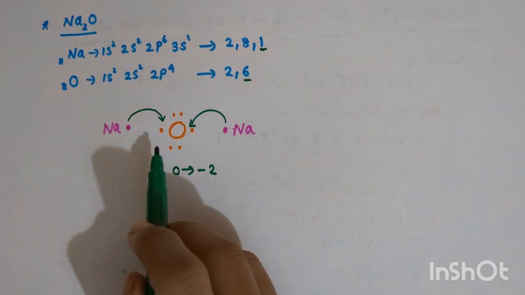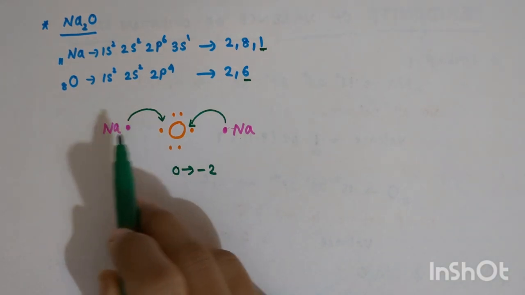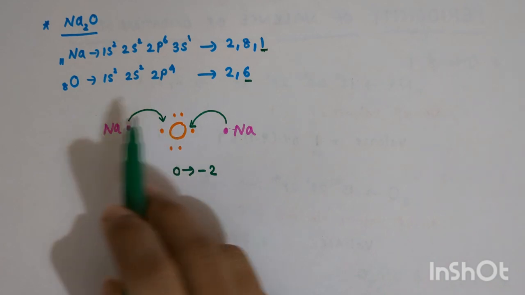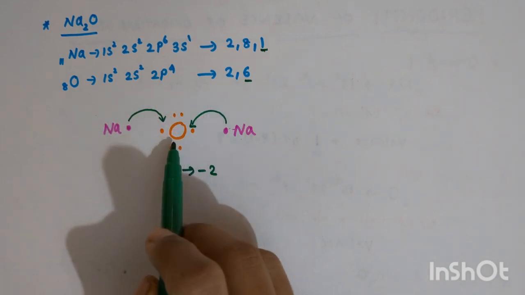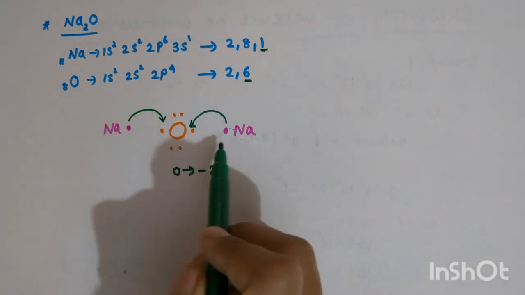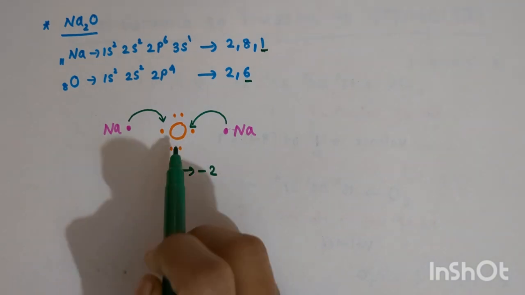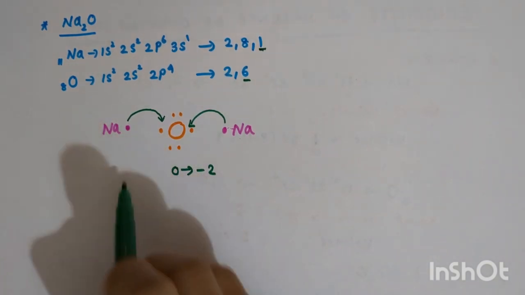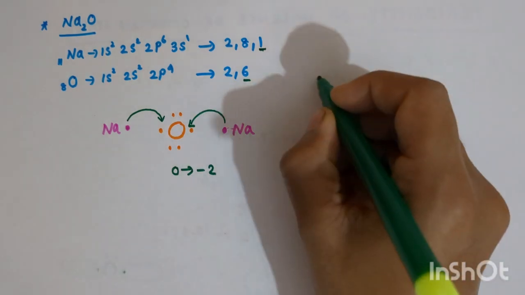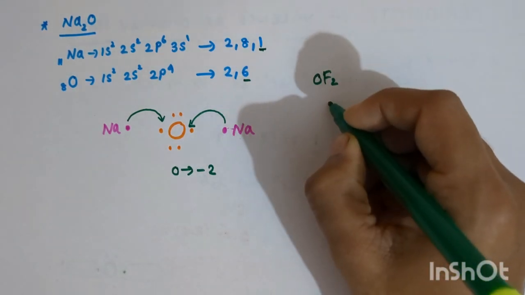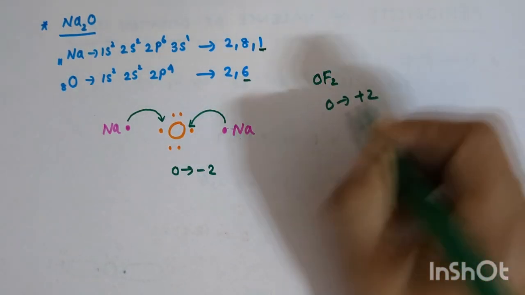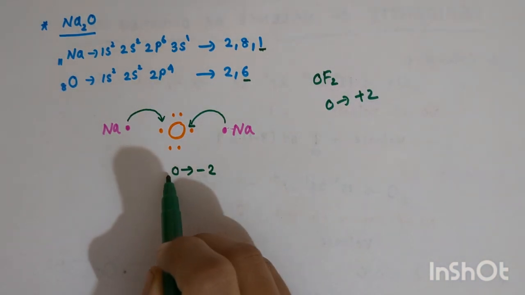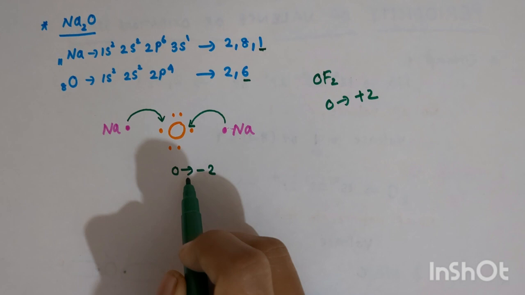Oxygen is more electronegative than sodium in the Na2O compound. Oxygen accepts two electrons, one from each of the two sodium atoms, so oxygen shows an oxidation state of -2 in Na2O. In the OF2 compound, the oxidation state of oxygen was +2, but in the Na2O compound, it is -2.